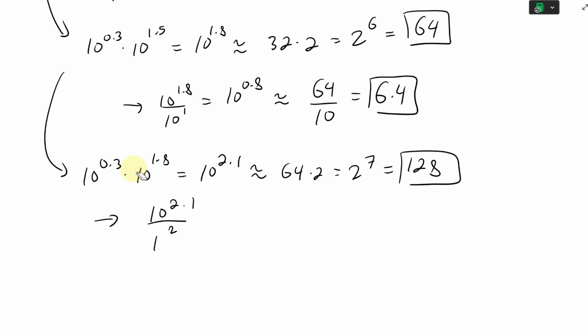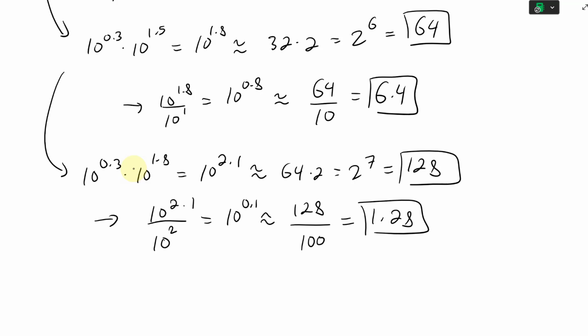We divide it by 10 to the 2, so these subtract: 2.1 minus 2 is equal to 0.1. So now we have our 0.1 there. So 10 to the 0.1 approximately equals 128. Since we divided by 10 to the power of 2, this also has to be divided by 10 to the 2, and 10 to the 2 is just 100. Let's divide this by 100. We move the decimal place twice, so it equals 1.28. So there's our 10 to the 0.1.